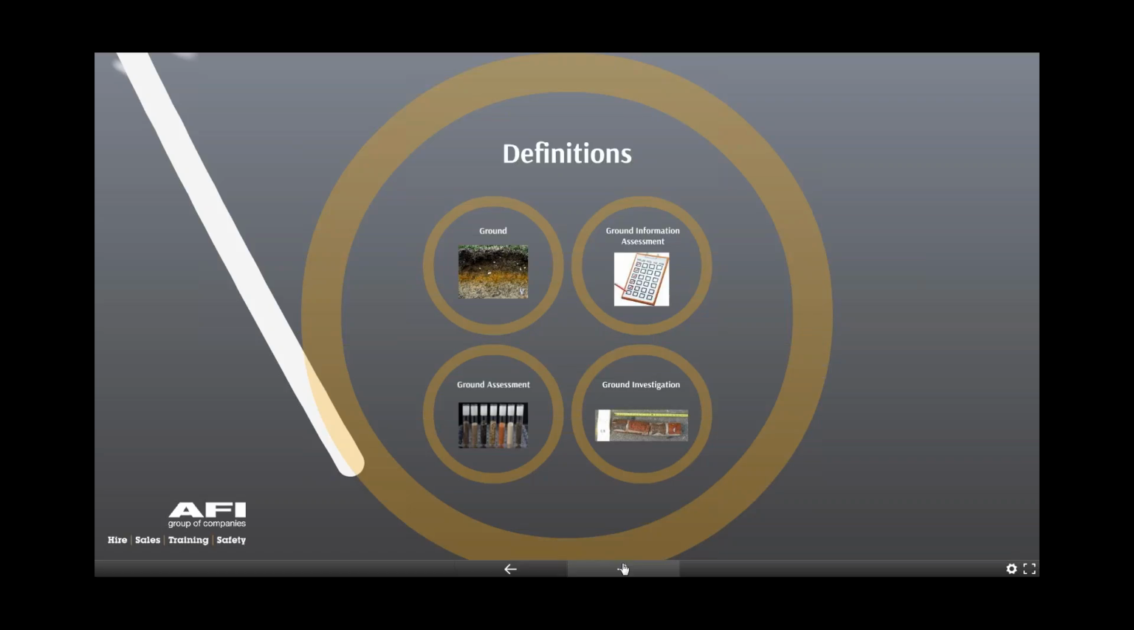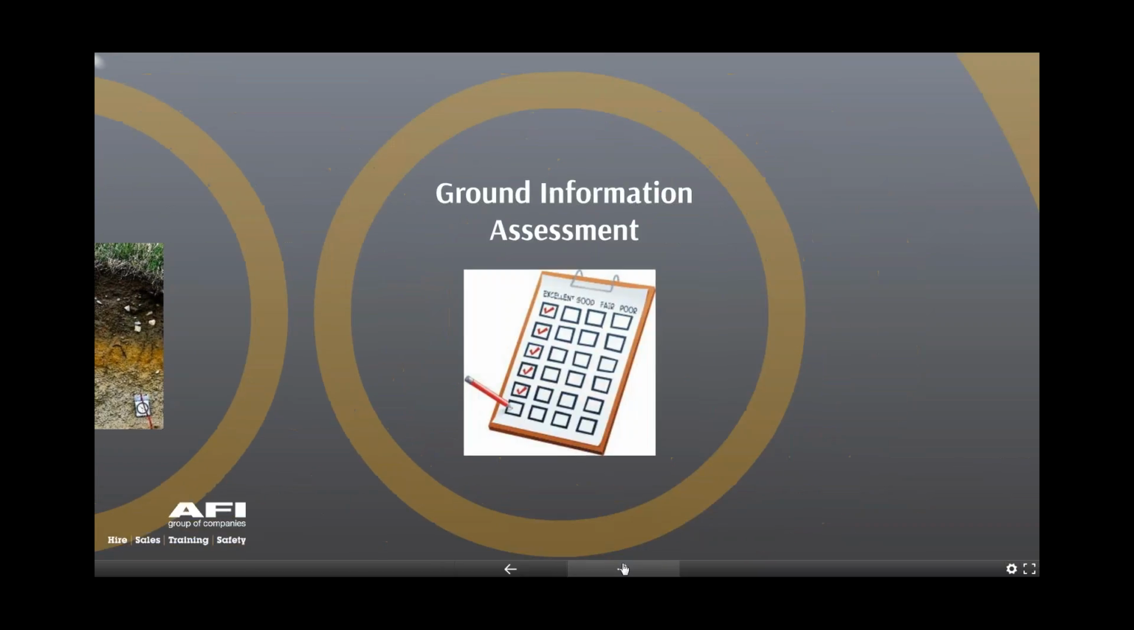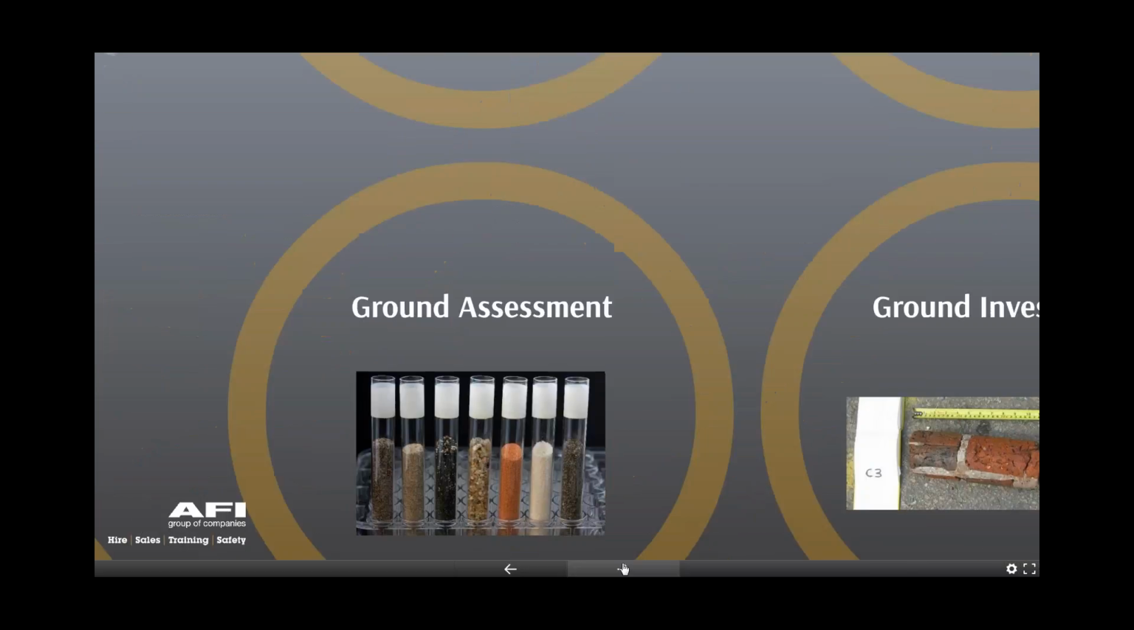So what do we know about ground? Simply, this is material that supports the MEWP. It can be any type of ground. Ground information assessment is the determination of the reliability and sufficiency of ground information in relation to the task to be undertaken and the MEWP being considered. So this is going to include, if required, inspection of the site for additional data and investigation.